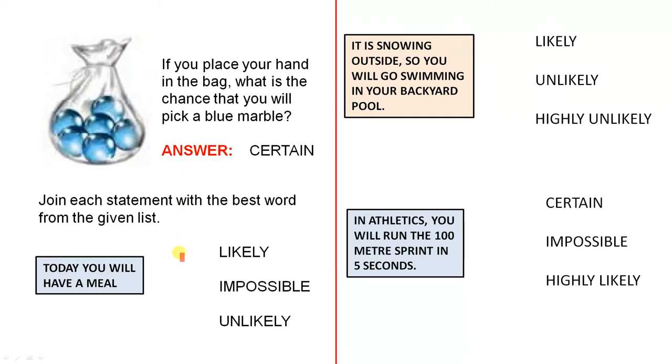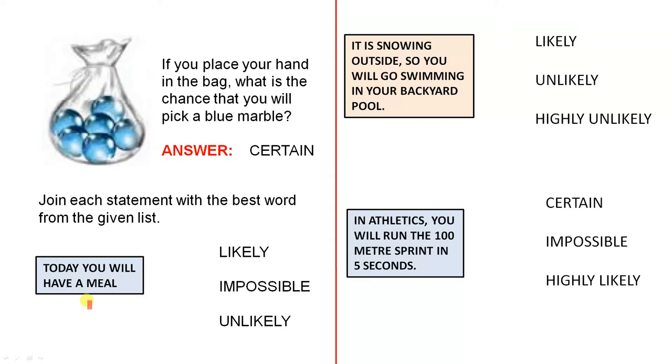So here we have 3 basic situations, and let's see what we're required to do. Join each statement with the best word from the given list. So we can only use that list of 3. So there's 1, 2, 3, only 3 words to choose from. Here is a situation. Let's see which description is the best one for this situation.